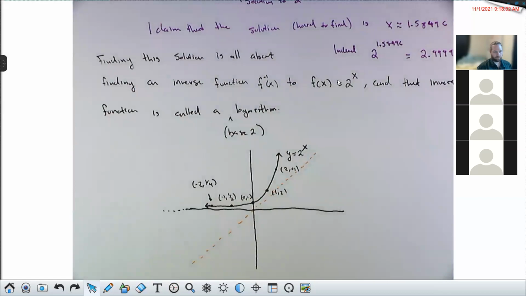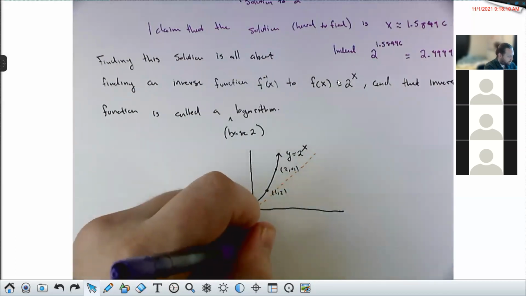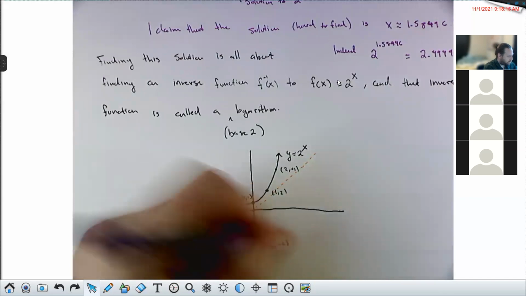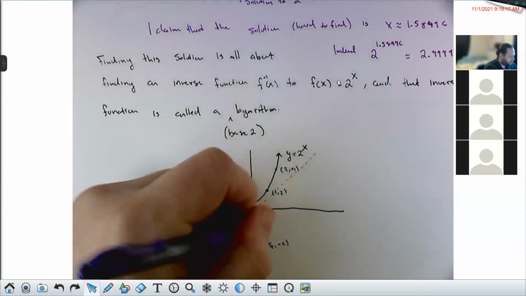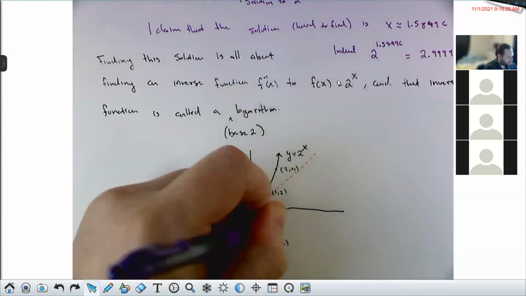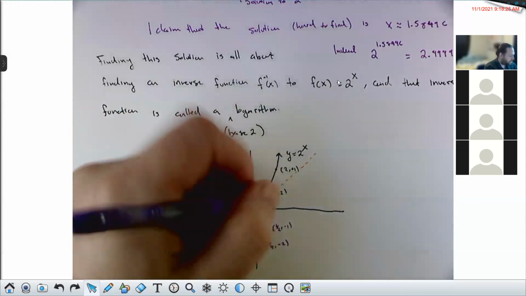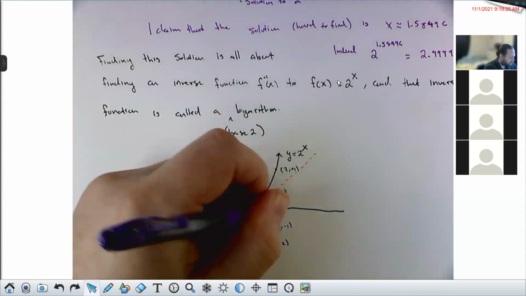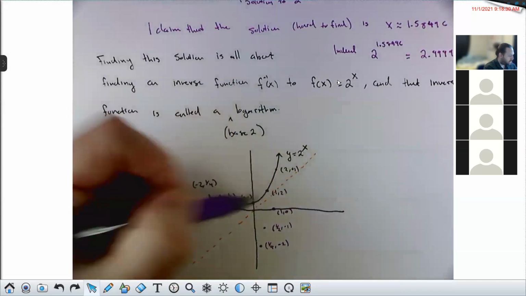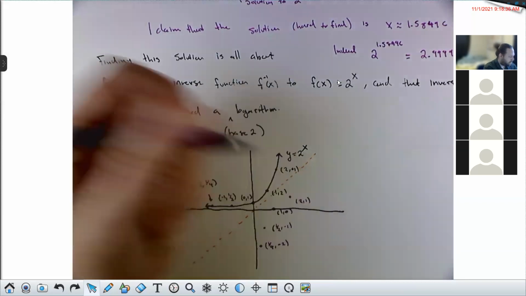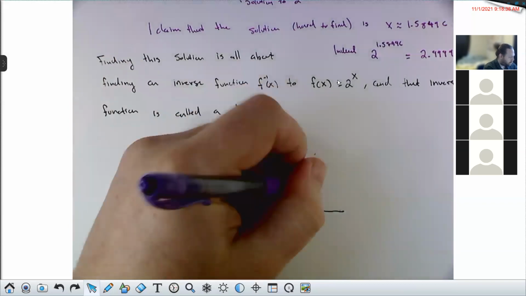So the graph of this inverse function, which we said is called a base 2 logarithm, is going to have the point 1/4, -2 on it. It's going to have the point 1/2, -1 on it. It's going to have the point 1, 0 on it. It's going to have the point 2, 1 on it. It's going to have the point 4, 2 on it.